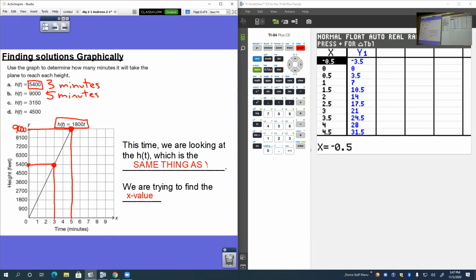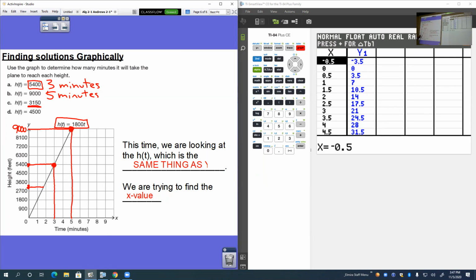Now, sometimes they will ask you to make an estimate. That's what they're going to do in this C question. In the C question, they're asking you for 3150. So if I go to 3150, I have to make an estimate of where 3150 is. I'm going to say that it's right about there. Oh, that's a little bit high. Right about here. And so I'm going to go to 3150 and I'm going to go over to my graph.